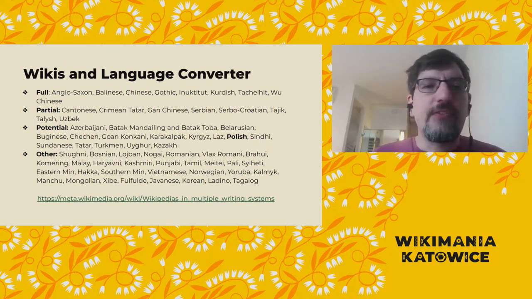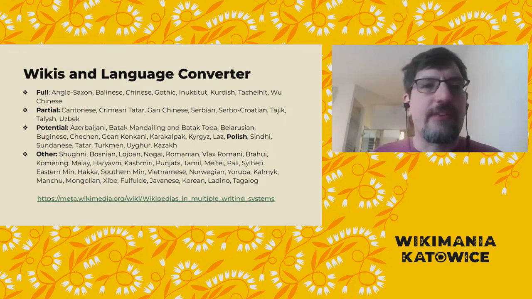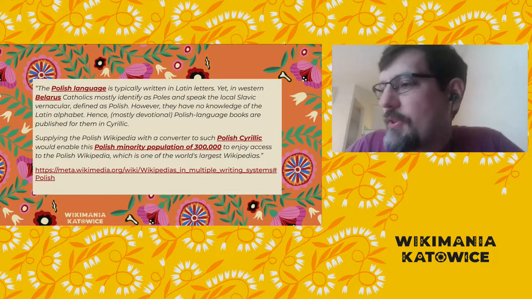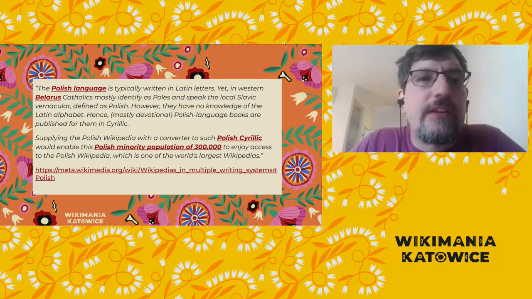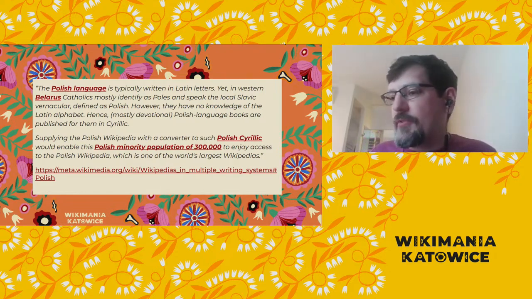And these languages use multiple scripts and could benefit from something like Language Converter, but don't yet have an existing conversion system we could use. Note that Polish is in the potential category here. Quoting from MetaWiki, Polish is sometimes written in Cyrillic. And a Cyrillic converter for Polish Wiki could reach a potential audience of 300,000 readers across the border in Belarus.